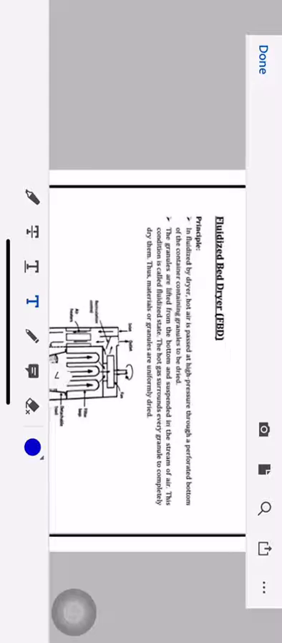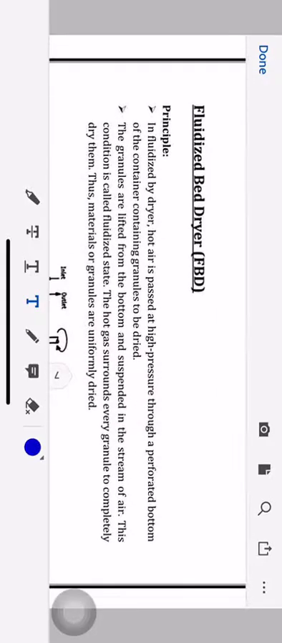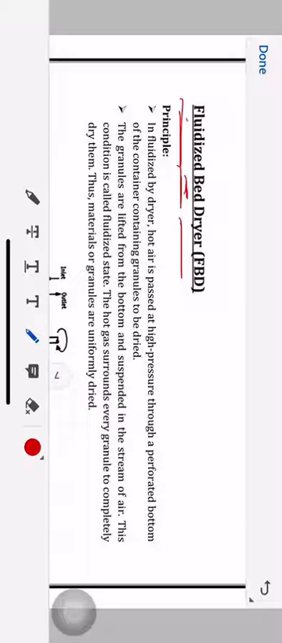Now, the next dryer we are going to study today is FBD, that is fluidized bed dryer. Okay, let's catch the words: fluidized bed dryer. Now, I guess you might have studied this dryer in the size reduction chapter. As the name suggests, there is a bed in a fluidized state. That means your particles will remain in a fluidized state and they will get dry.